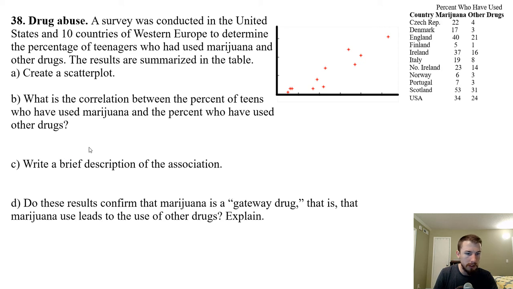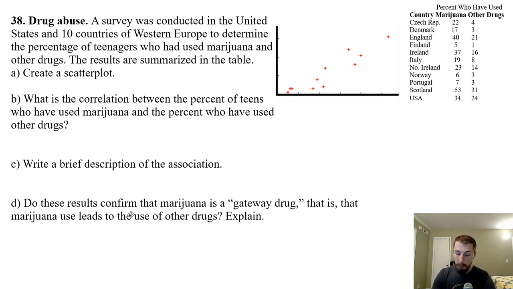Okay, we already said the correlation there. Right, a brief description of the association. So we want to talk about direction, strength, and form. So the direction is positive, it looks linear, and it looks to be a moderately strong association, or just a strong association because of the correlation coefficient. Or do these results confirm that marijuana is a gateway drug? That is, that marijuana use leads to the use of other drugs.